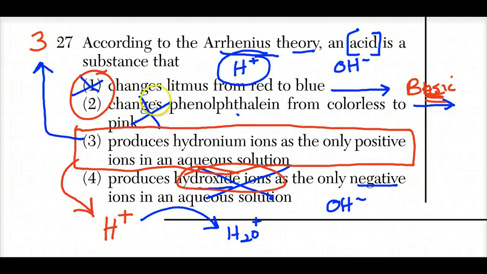So 27 is definitely 3. It's the only answer that makes somewhat some sense. Don't like it, but it's one of those scenarios where the other choices are clearly so much more incorrect. Number 27, unfortunately, 3 is the best answer. Not liking the question.